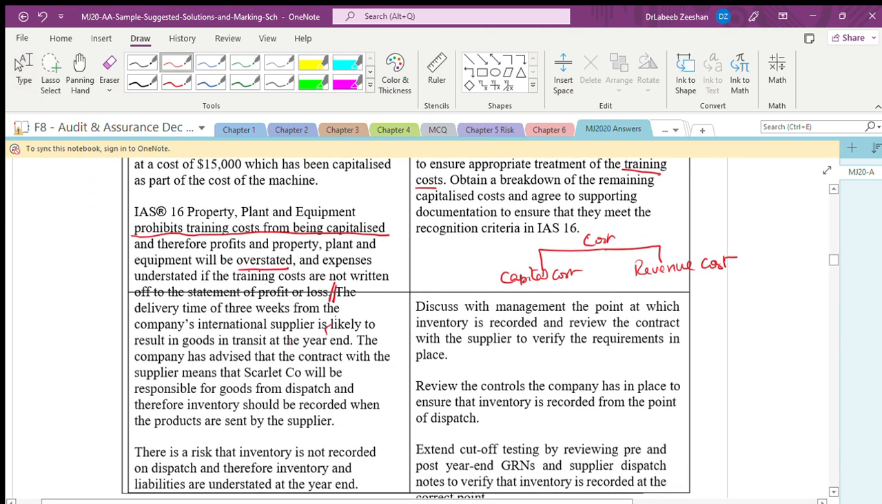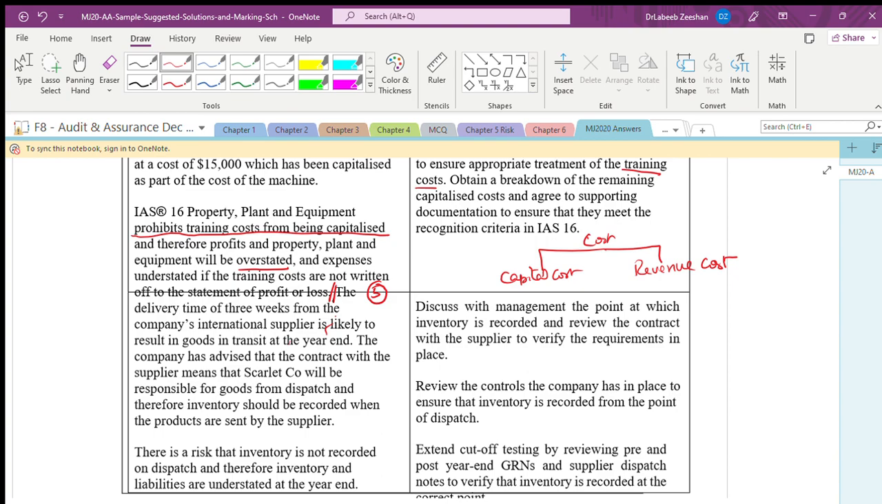This is point number 5. The delivery time of 3 weeks from the company international is likely to result in goods in transit at the year end. Definitely, if you are ordering on 25th of December with 3 weeks delivery time, it will come next year. Even if you order on 20th of December, it will come next year.